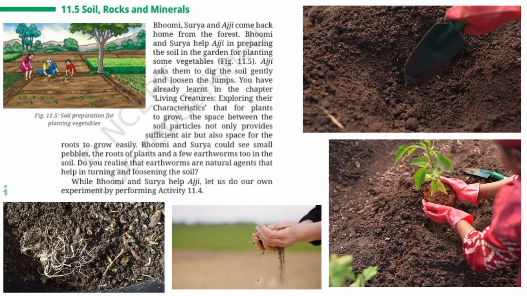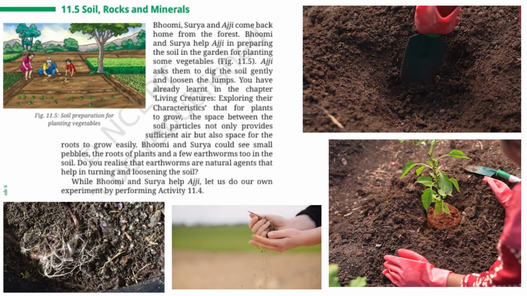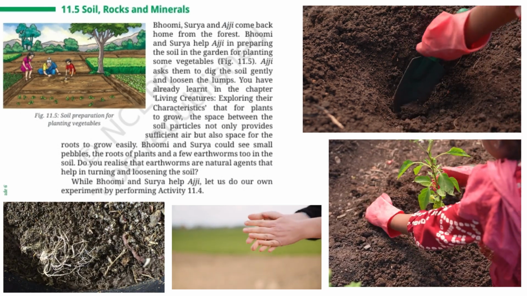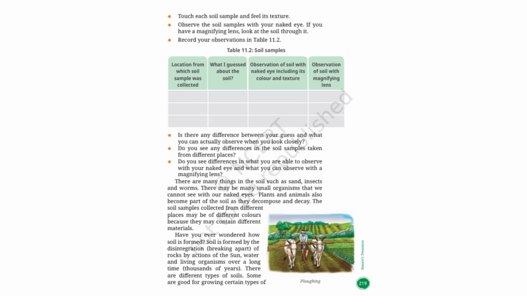While Bhumi and Surya help Aji, let us do our own experiment by performing Activity 11.4. Let us investigate. Collect samples of soils from different areas around your home and school, for example, the garden, the school playground and the roadside. Guess what will be there in the different soils.